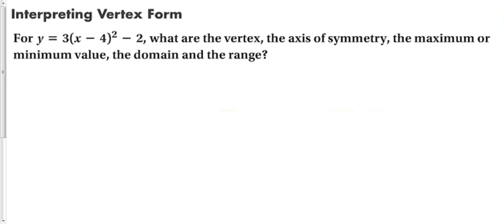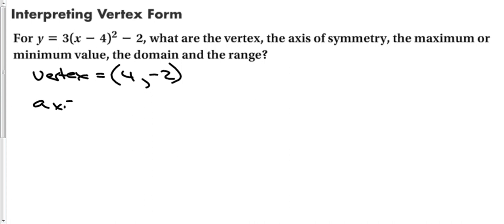That brings us to this, that if we look at vertex form, okay, we can figure out a whole bunch of information about the function just by looking at my equation. Okay? So what are the vertex, axis of symmetry, the maximum or minimum, and the domain and range? So first, let's do the vertex. Okay? The vertex is the coordinate h comma k, which would be 4, negative 2.